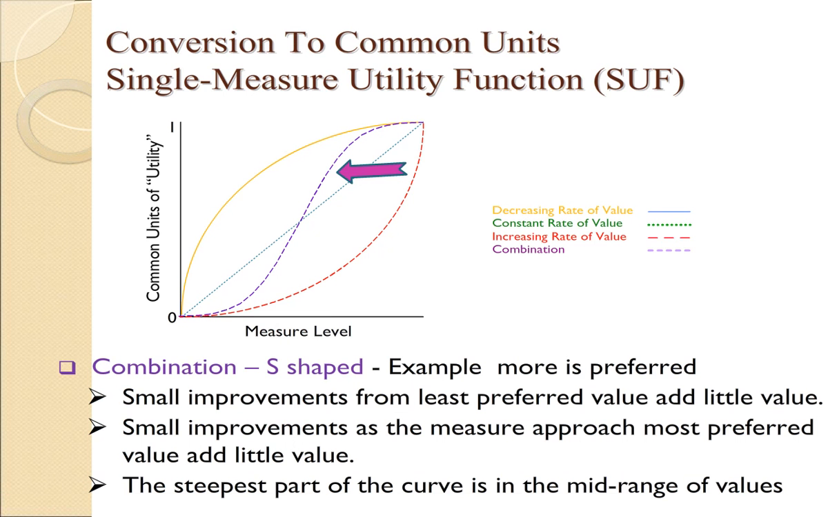Okay, here's our third example, which is an S-shaped curve. Small improvements from the least preferred value don't get us very much. Similarly, small improvements as you get closer and closer to the most preferred value, the slope of that line is also flat. The steepest part of the curve is in the mid-range. That's where we're most sensitive to changes in that measure level. We'll see how you do that with the operating cost.